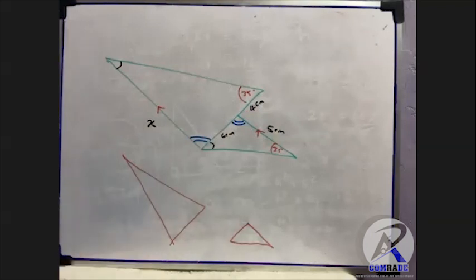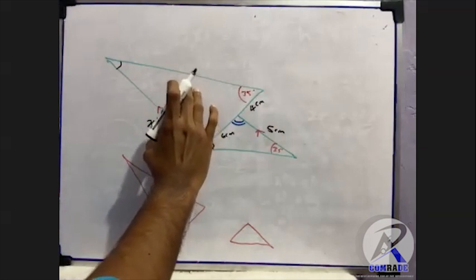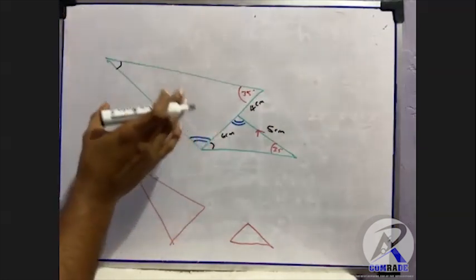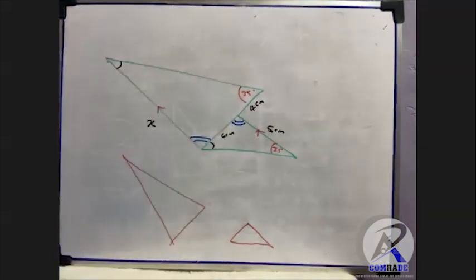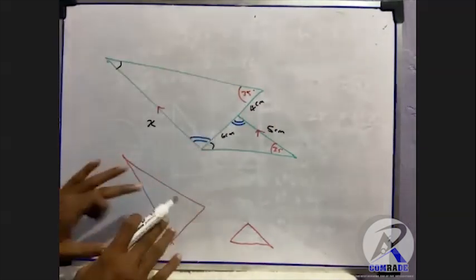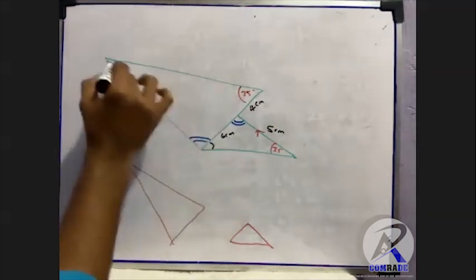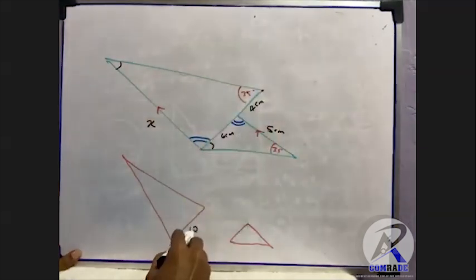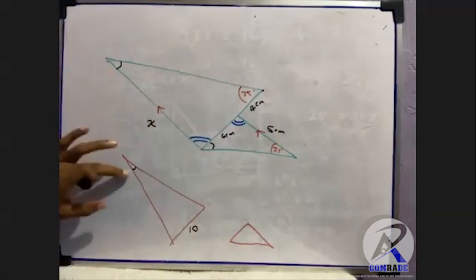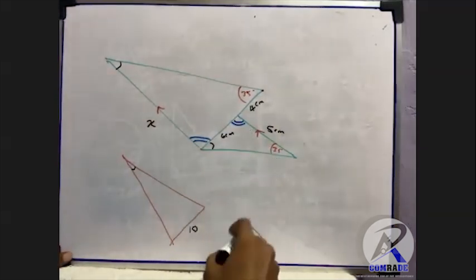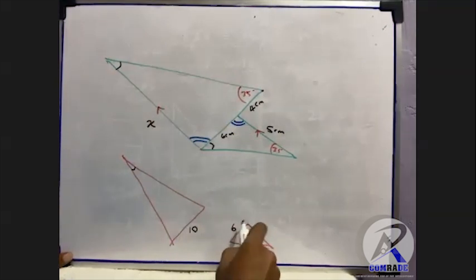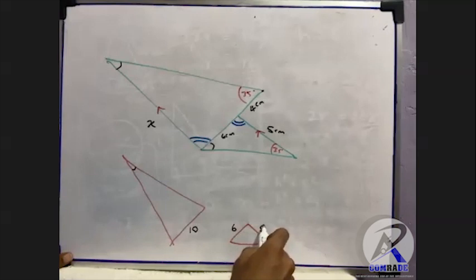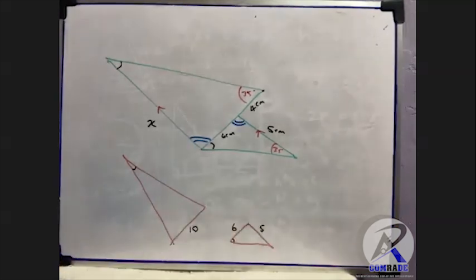X centimeters. Now as both are equiangular triangles, I can put an equation or formula. The large triangle's sides are proportionate to the small triangle's sides. I separated this one now. In this triangle, from here to here it should be 6 plus 4, which is 10, opposite to this angle. In the small one, this part should be 6 and this part should be 5, opposite to this one.